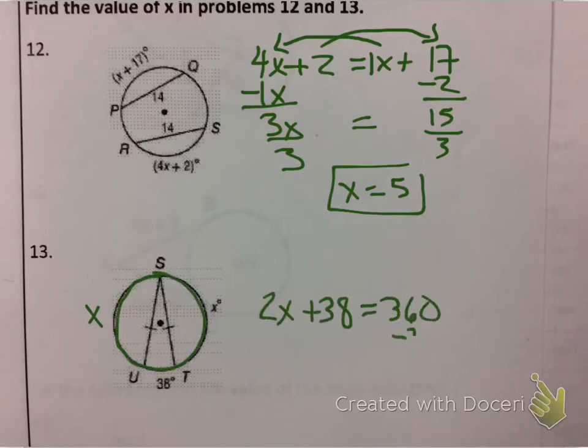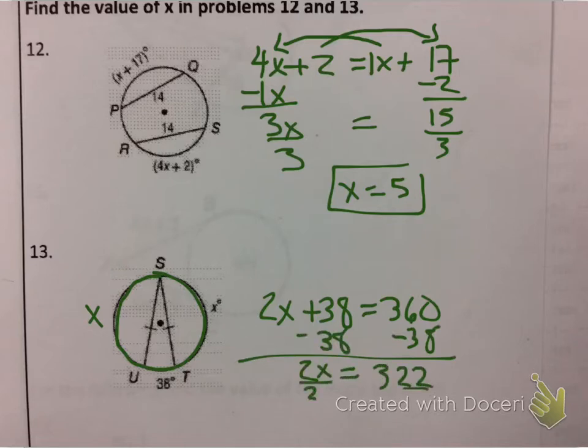Now, let me back this up a bit. Same idea here. Notice that the chords are equal, so that means x and x is x. So if one arc is x, then the other arc is x. That gives me 2x plus 38 equals 360. Then I can subtract and divide by 2 to get an answer of 161.